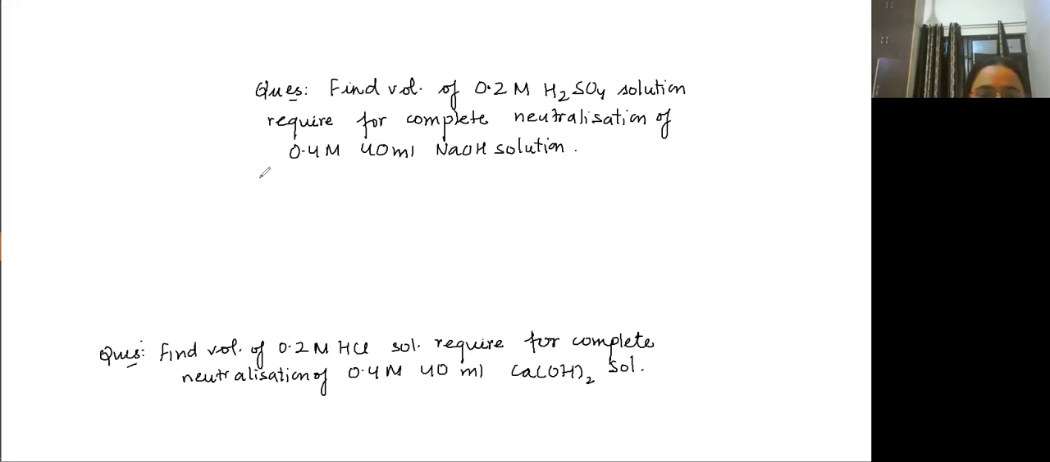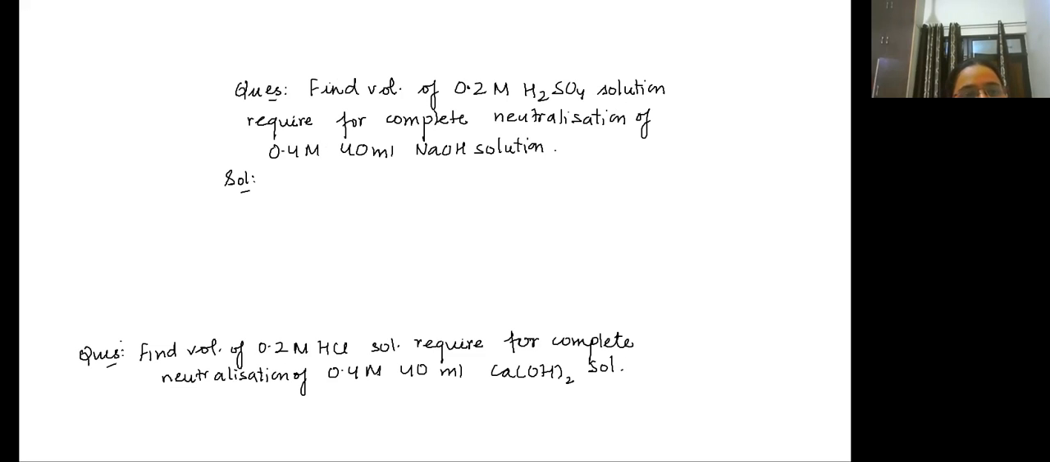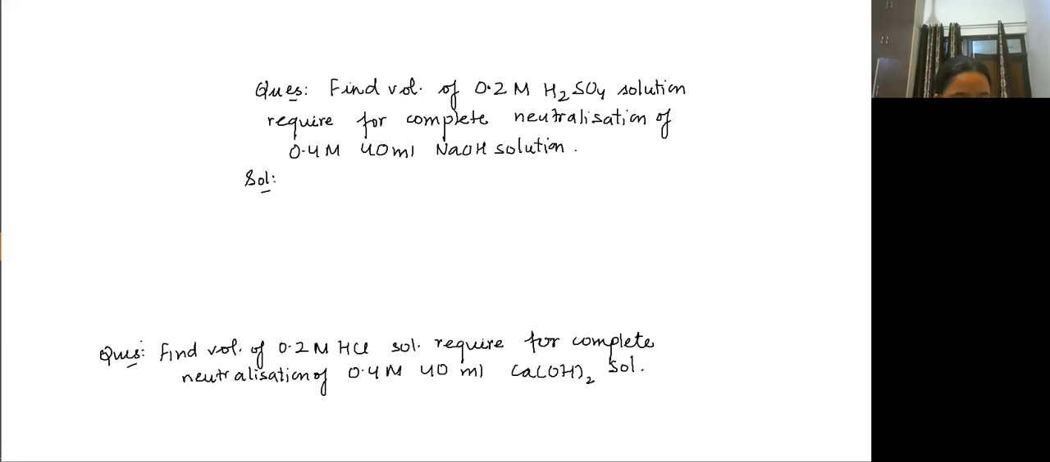So first thing, what you need to do: now NaOH and H2SO4, which formula will you apply? Can you apply M1V1 plus M2V2 divided by V1 plus V2? Can you apply this formula? No, you cannot apply this formula. The reason is they are not the same solution, they are different solutions. So how will you find out molarity?